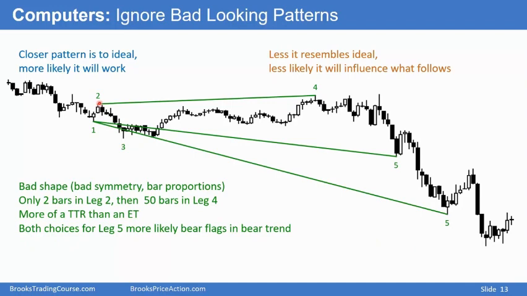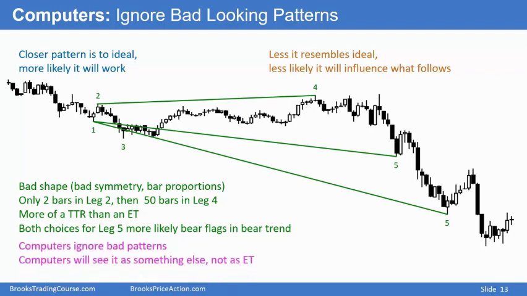Leg 2 only has 2 bars, and then leg 4 has 50 bars. It's more of a tight trading range than an expanding triangle, and therefore this is not a very good looking leg 5, and neither is this. They're more likely the start of bear flags in a bear trend than a reversal pattern. In other words, a minor reversal creating a bear flag is more likely than an expanding triangle, a major reversal.